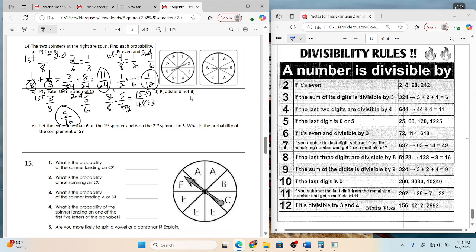Odd and not B. I think what we're going to do is we're going to say this is odd or not B, and we're going to work that out. So what's the probability of getting an odd? 1, 3, 5, 7. So that's 4 out of 8, and that can be reduced to 1 over 2. And so not B. So B has got 2, so that's 1, 2, 3, 4. So the second event is 4 over 6, which those are both even, so they can be reduced to 2 over 3. So I've got 1 over 2 plus 2 over 3.